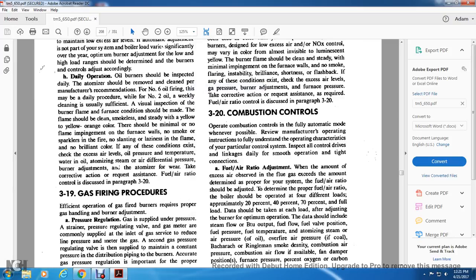Operate combustion controls in fully automatic mode whenever possible. Review the manufacturer's operating instructions and fully understand the operating characteristics of the particular control system. Inspect all the control devices and linkages for smooth operation, and tighten connections. Fuel-air ratio: when the amount of excess air observed in the flue gas exceeds the amount determined proper for your system, the fuel-air ratio should be adjusted to determine the proper fuel-air ratio.